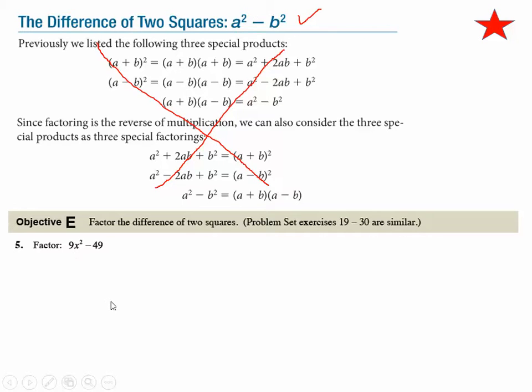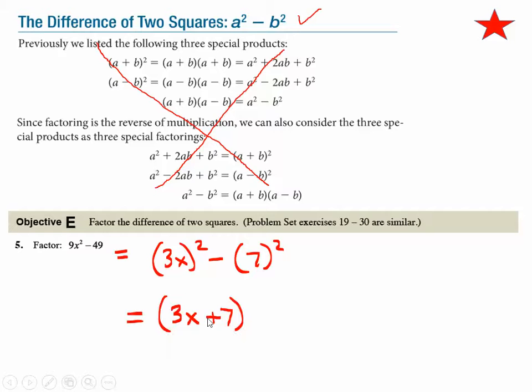So now the question is, is 9x squared a perfect square of something? Yeah, it's a perfect square of 3x. Is the 49 a perfect square of something? Yeah, 7. Okay, so if you can fit it into this formula, the answer will just be 3x plus 7 and then 3x minus 7.